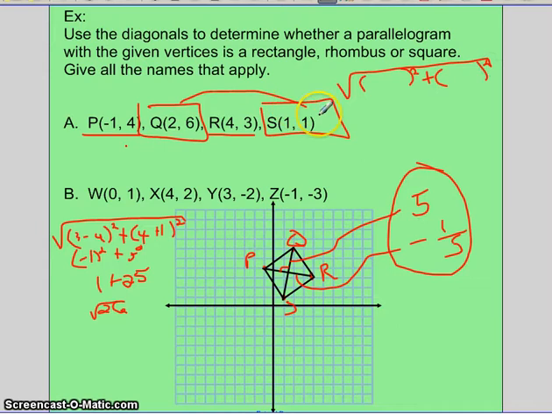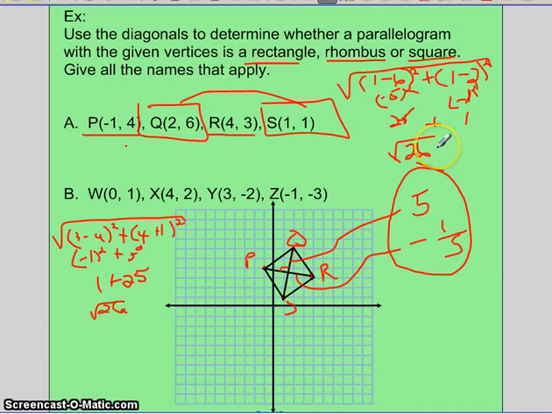Then we're going to have 1 minus 6 minus 2. So I've got negative 1 squared would be 1. And I've got a negative 5 squared, which would be 25. So notice that I get radical 26, which is going to give me that both the diagonals are congruent since they're the same length. So that's going to make it a rectangle. So if it's a rectangle and a rhombus, then it is going to be a square also.